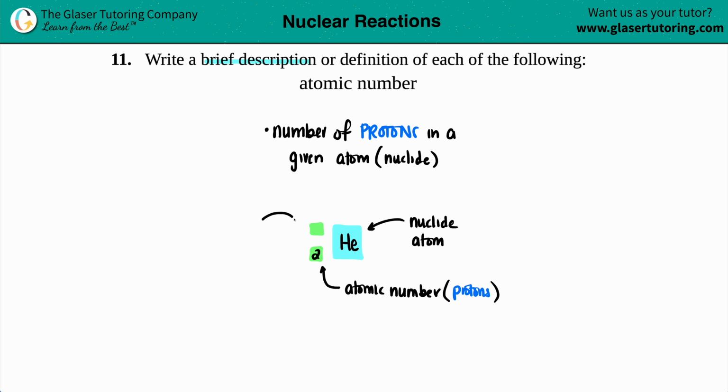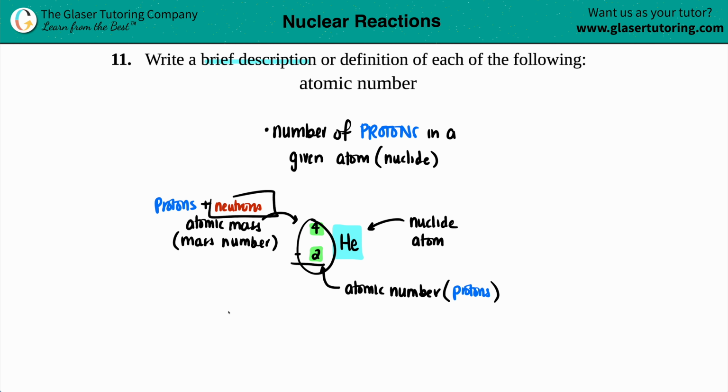Now, just know that the top number is called the atomic mass. And sometimes, which I don't really like, it will be called the mass number. It doesn't really matter whether you say atomic mass or mass number, but that is the total number of protons and neutrons in your given nuclide. So protons plus neutrons. And let's just say that we have a 4 over here, right? So we have 4 total protons and neutrons. We have 2 protons. So if we subtract the 2 numbers, we would get the total number of neutrons. But for this question, they just wanted to know what the atomic number was, and it's the number of protons in any given nuclide or any given atom.